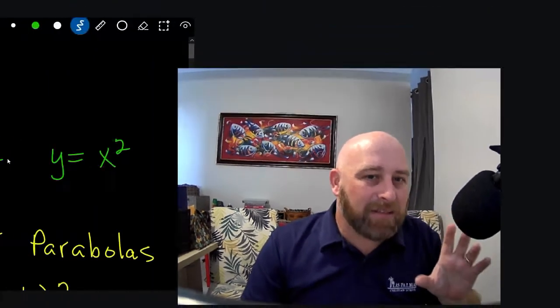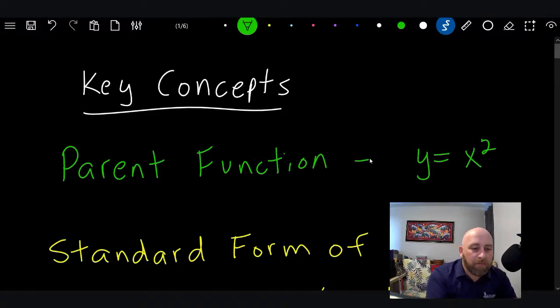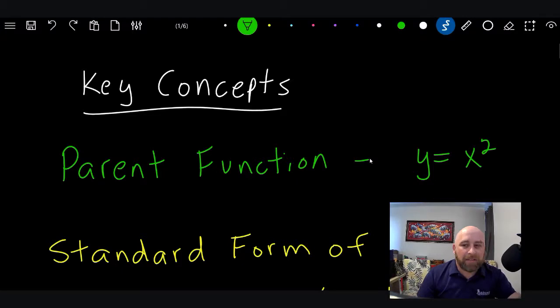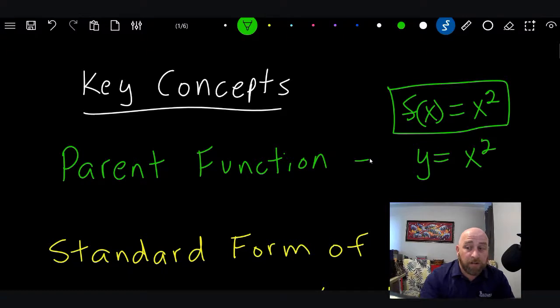So page 199. If you look down here at the screen, I have some key concepts that we need to really discuss before we go into the lesson. The first thing is, what is a parent function? Well, the parent function is right here. It's y equals x squared. And maybe even better said, it's the function of x equals x squared. This is what it's going to look like as a function.